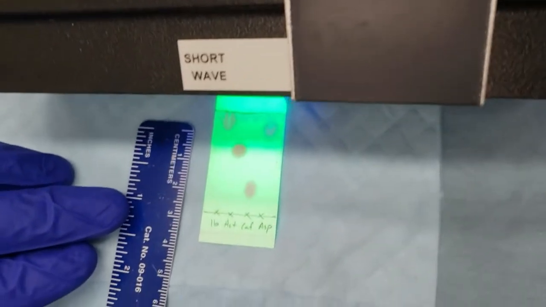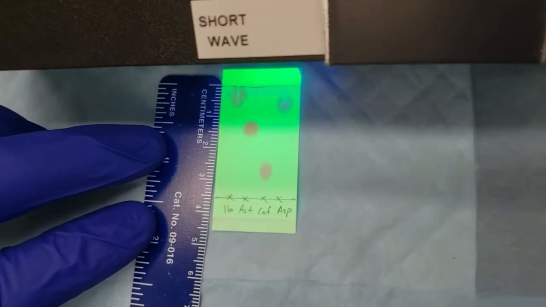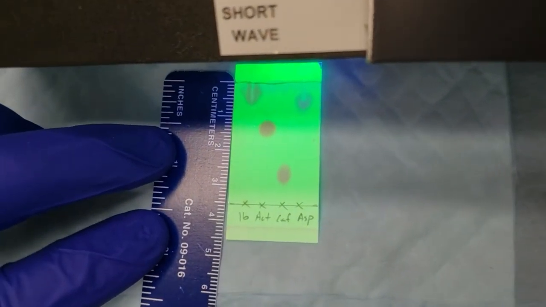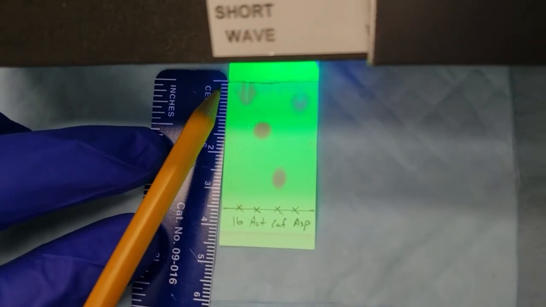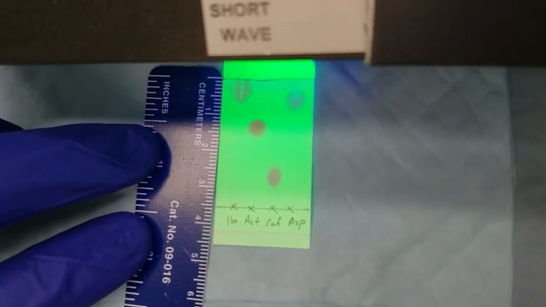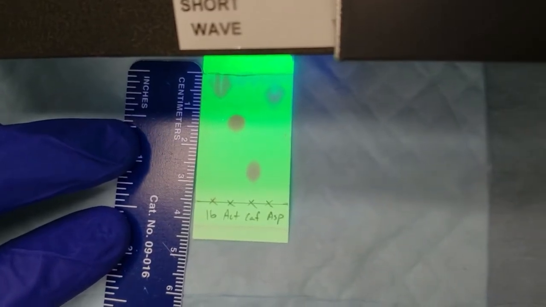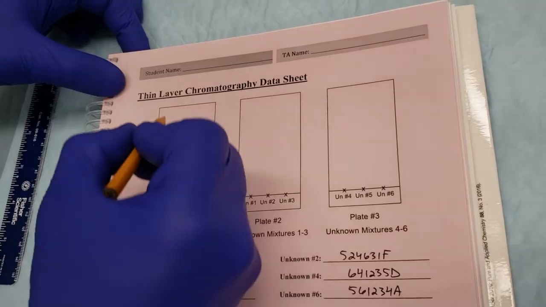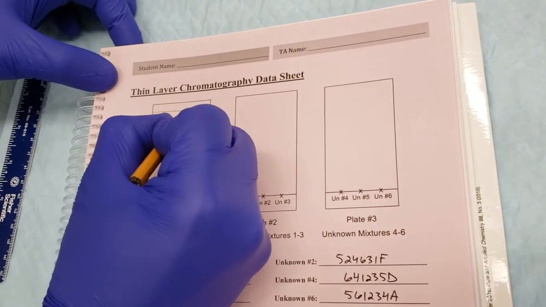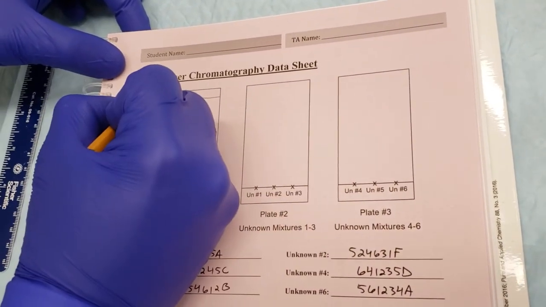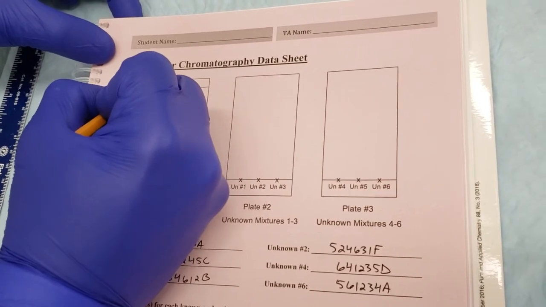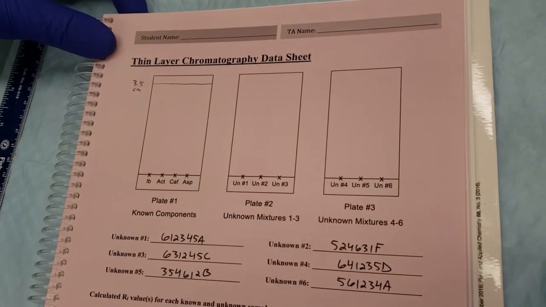So what I'm going to do is measure the distance from my solvent line to the origin. Solvent line to the origin, 3.5 centimeters. We'll come over to our data sheet and we'll start filling it out. We have our solvent line, and I'm going to write next to it 3.5 centimeters. We'll go back to our plate.